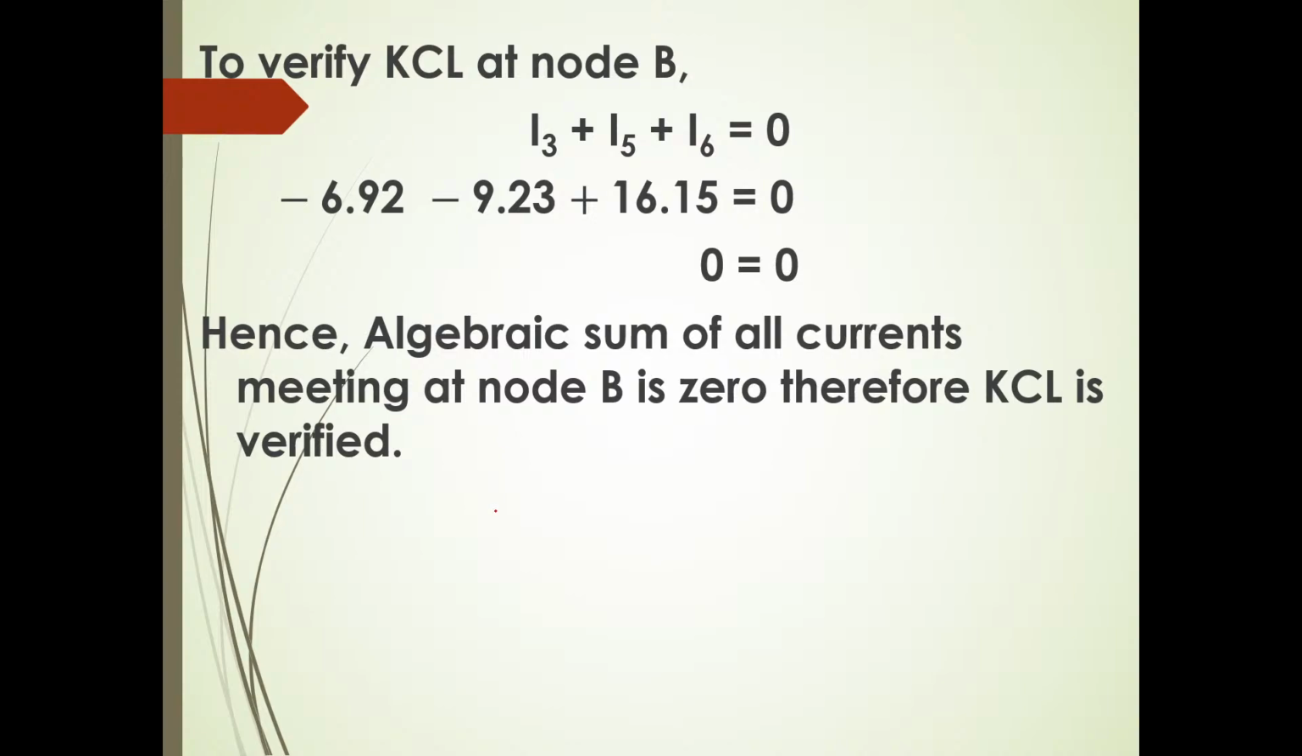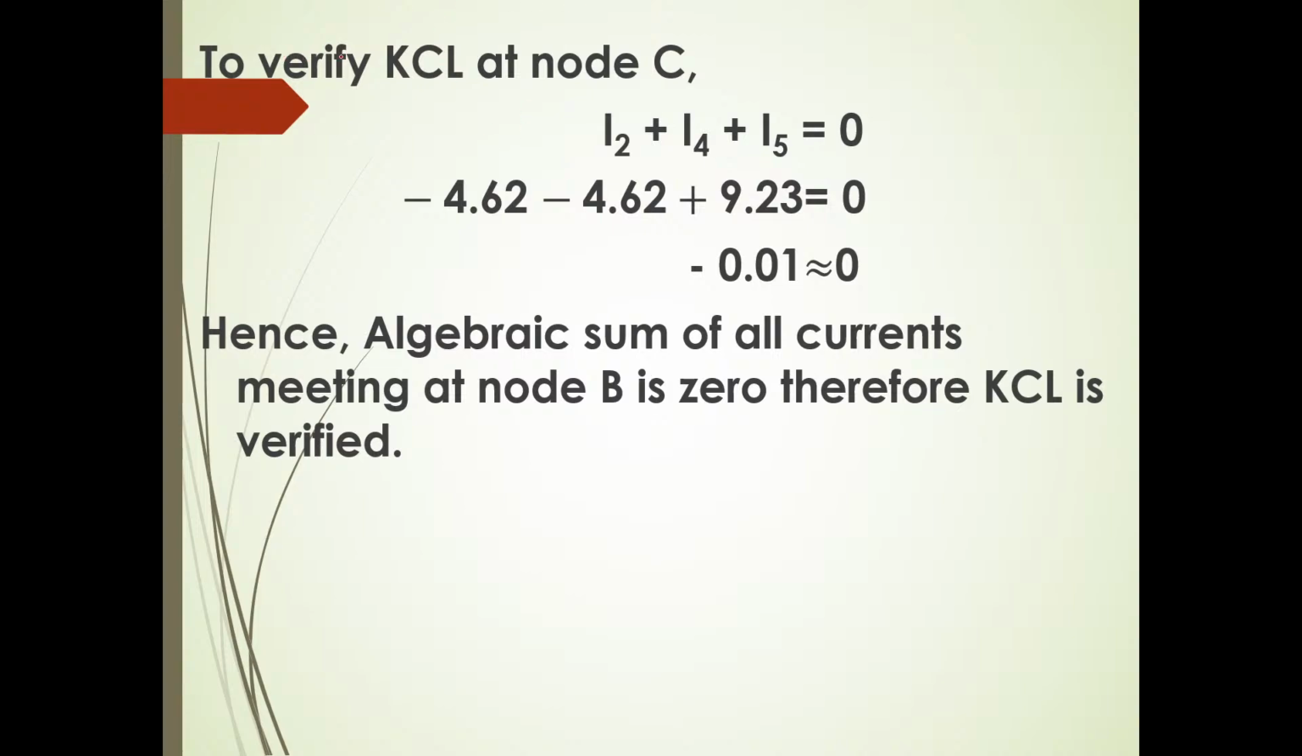Similarly, now let us verify KCL at node C. So what are all the currents at node C? I2 current, I4 and I5 current. All these three were leaving currents, isn't it? So I2 plus I4 plus I5 is equal to 0. There are no entering currents. All currents were leaving. So what is I2 current? Minus 4.62. I4 is minus 4.62. I5 is plus 9.23. So you add all these, you will get minus 0.01, which is approximately equal to 0.